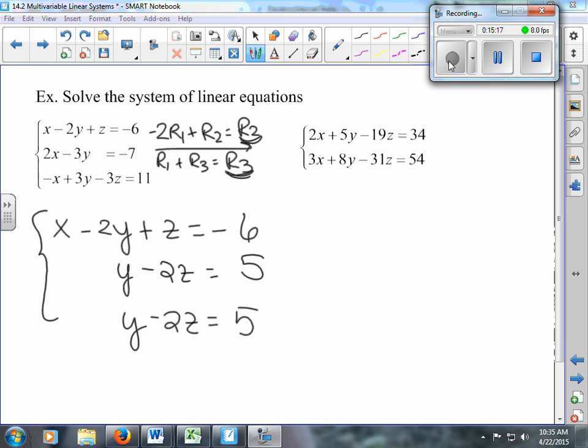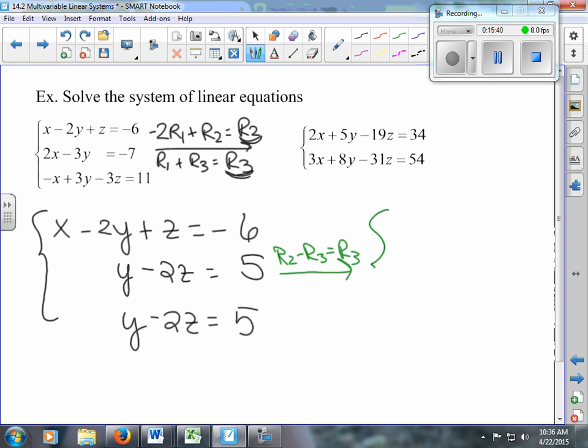Okay, and so now as you look at this, notice that the two equations I just got, the second one and this third one, they're exactly the same, right? They're exactly the same. And so when I eliminate the y in the last equation, I'm actually going to end up eliminating everybody, because I'm going to take row 2 minus row 3, and that's going to be my new row 3 or third equation, and that's going to give me 0 equals 0 in the bottom. And I have x minus 2y plus z equals negative 6, and y minus 2z equals 5.